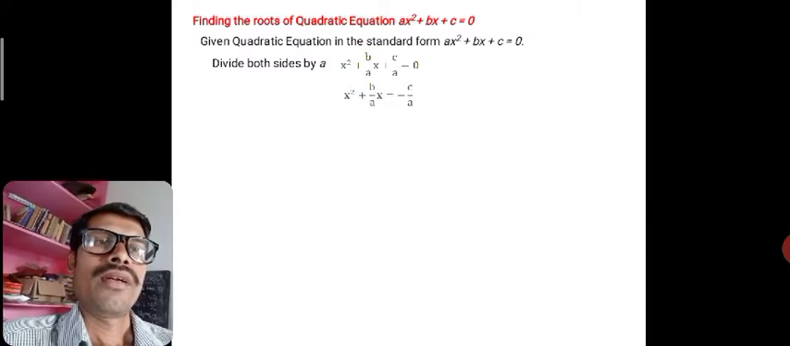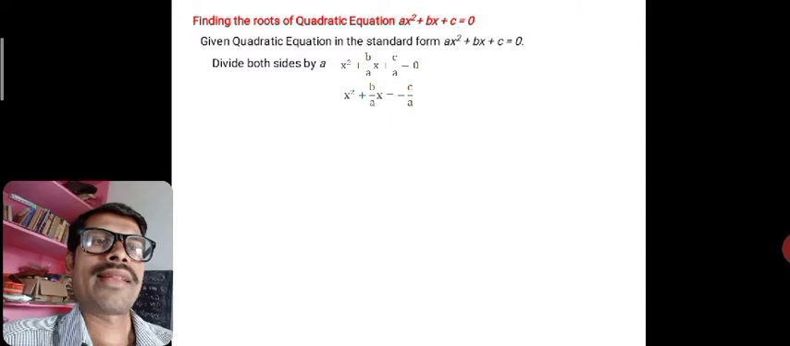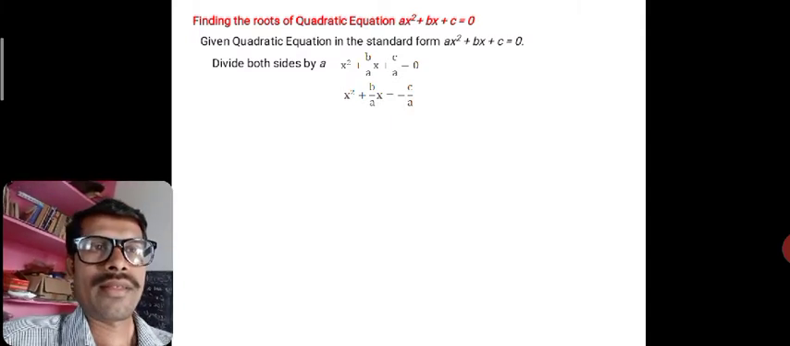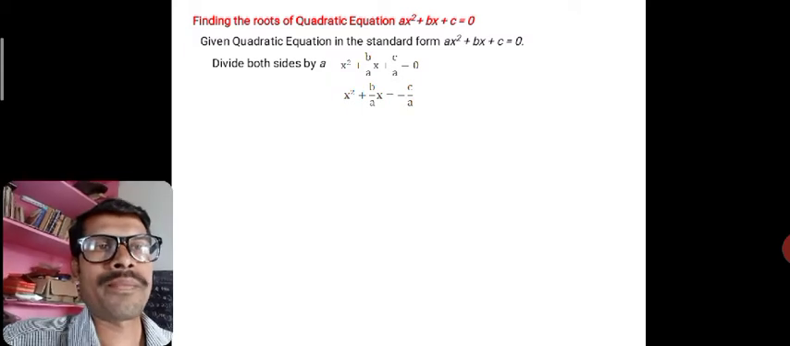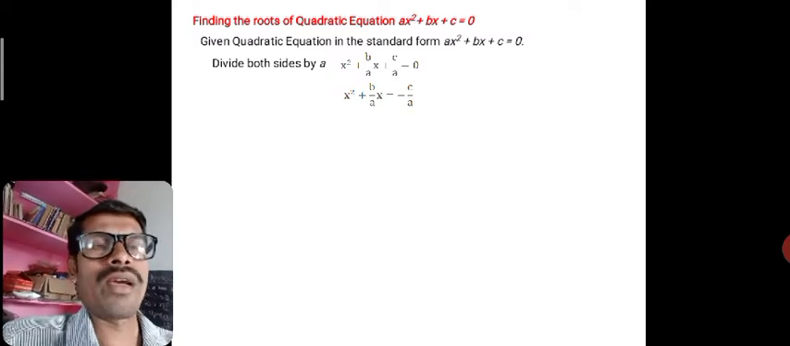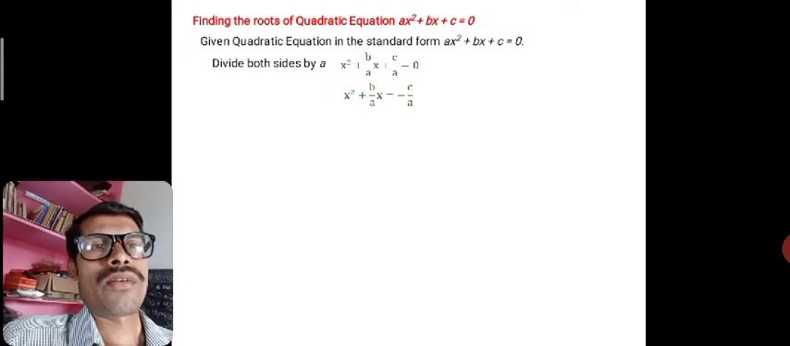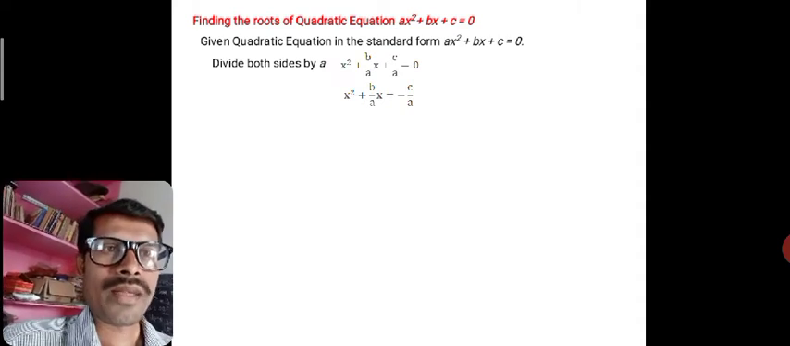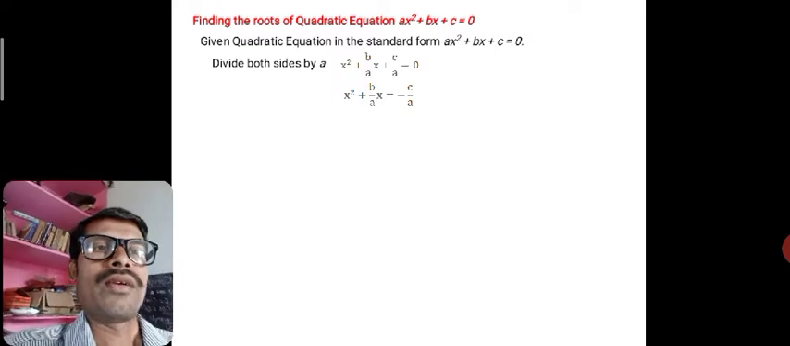Now, take that c by a towards your right hand side. That will become minus c by a. You just have to vanish it from the left, because we have to find the value of x. That's all for that one. Minus c by a. Okay.